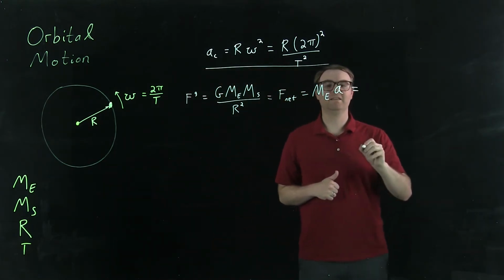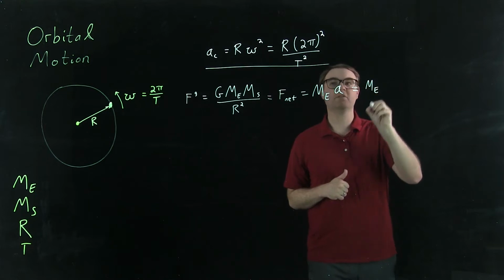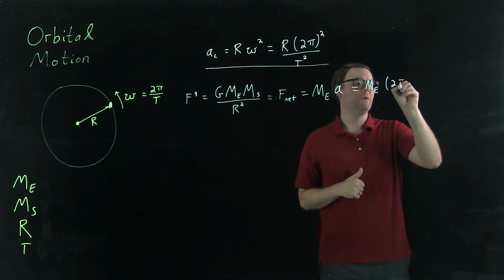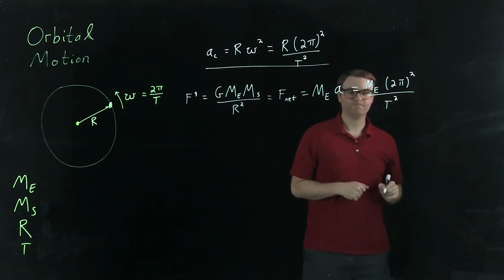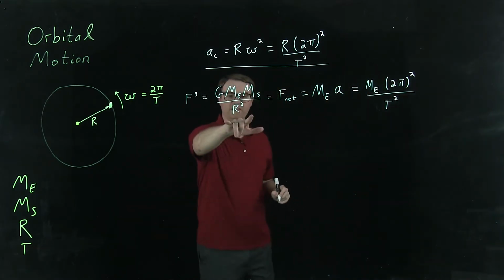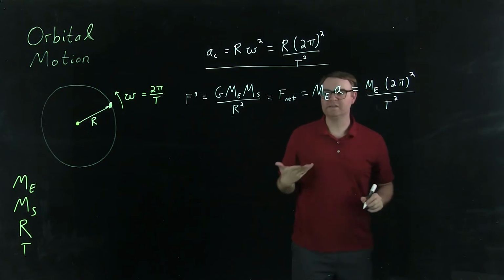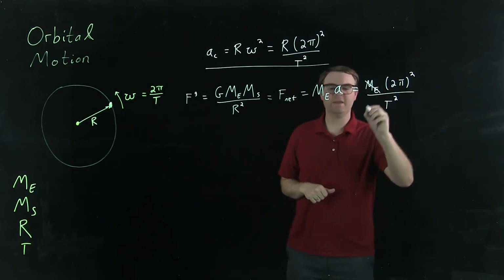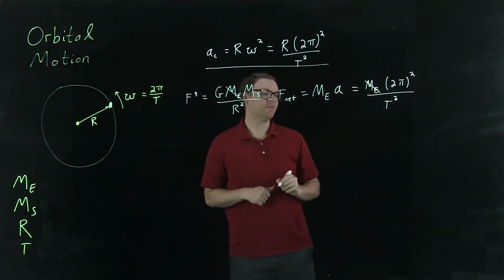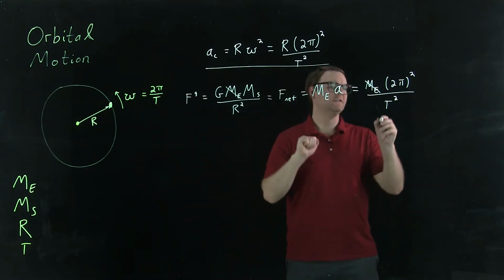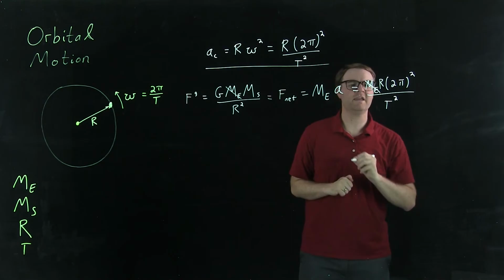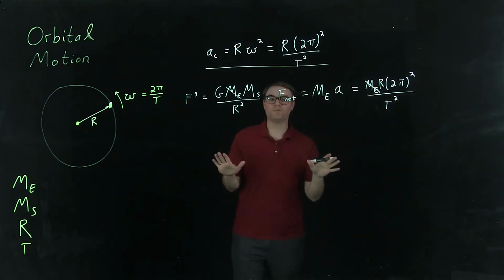So I can then set this equal to, again, mass of the Earth comes along for the ride, 2 pi squared divided by T squared. So now I have this is equal to that. You can see that there's a little bit of nice canceling that can be done to get rid of the mass of the Earth. I think I lost a factor of r that didn't come along for the ride. We'll bring that on in here. And then I can solve this for whatever I want.